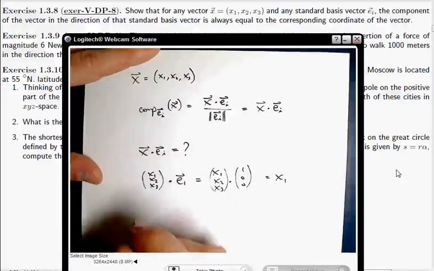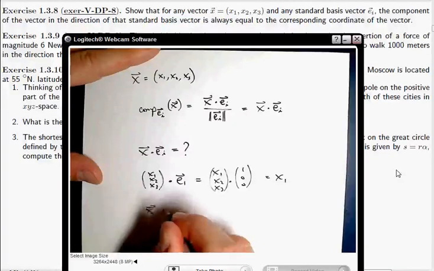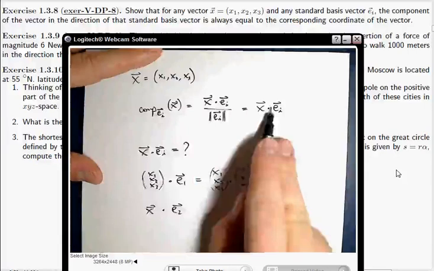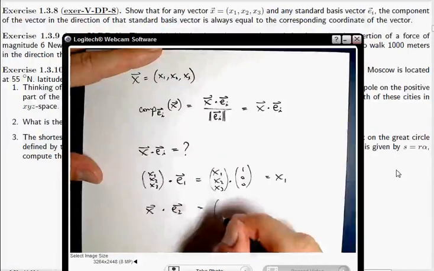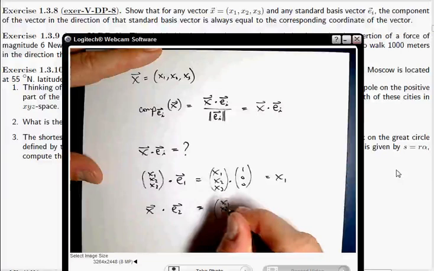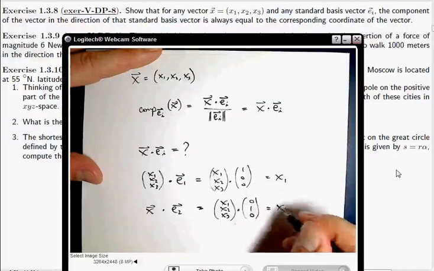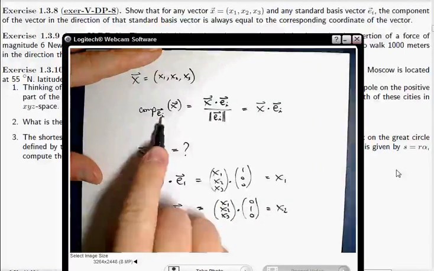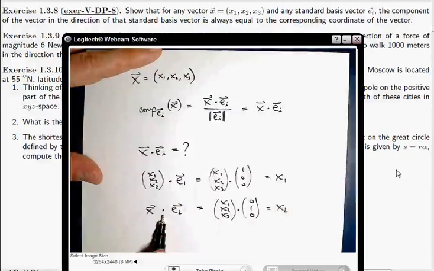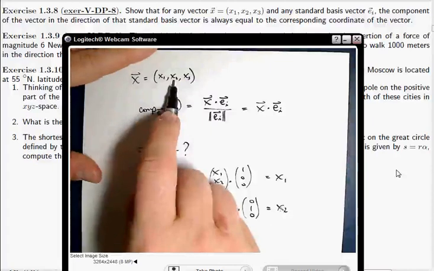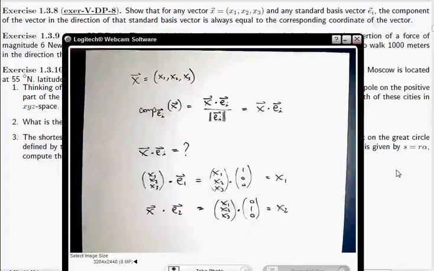Now, likewise, what happens if we're looking at x dot E2? In other words, what if we're looking at the component in the E2 direction? Well, it's going to be x1, x2, x3 dot E2, which is 0, 1, 0. That's also an easy little calculation. That's x2. So the component in the E2 direction is the second coordinate of the vector. And likewise for E3, and I'll let you fill in that blank, but it's morally the same calculation.